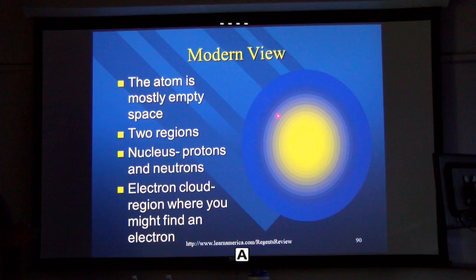This is what we call the quantum mechanical model. It's basically telling us that these electrons have a certain amount of energy, and their energy is based on what energy level they're in.